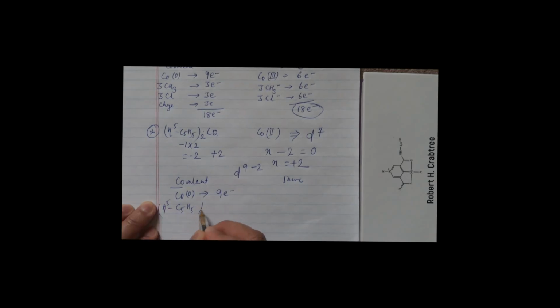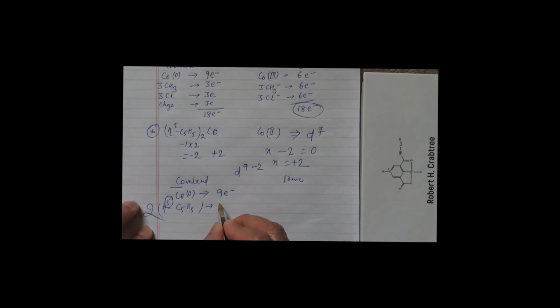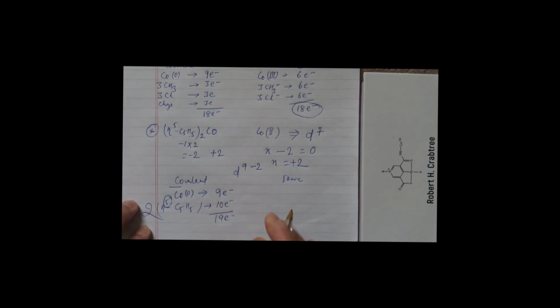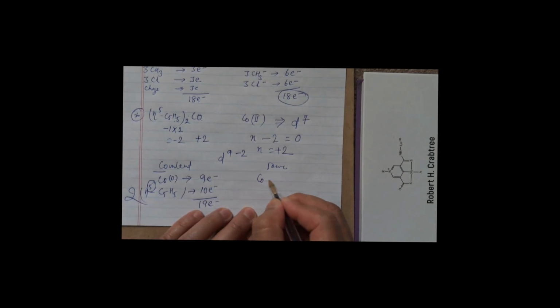electrons, and cyclopentadiene will contribute 5 electrons. You can see the hapticity over here is 5, so there are 2 of them, so they will contribute 5 to the 10 electrons, and in total it's a 19 electron. Similarly, you can go with the cobalt.